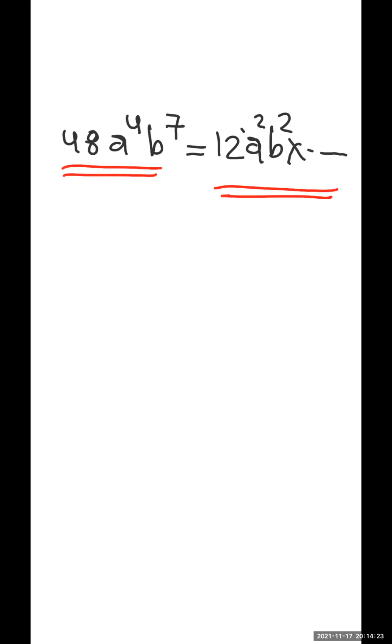48 a to the power 4 b to the power 7 equals 12 a squared b squared times another term. Okay. Now, here there are two terms, and their product equals this one. So what do you think? How to get it? If we say that 10 equals 5 times another term, of course, you will say that 10 equals 5 times 2, right? Then how did I get that 2? Actually, it's 10 divided by 5.